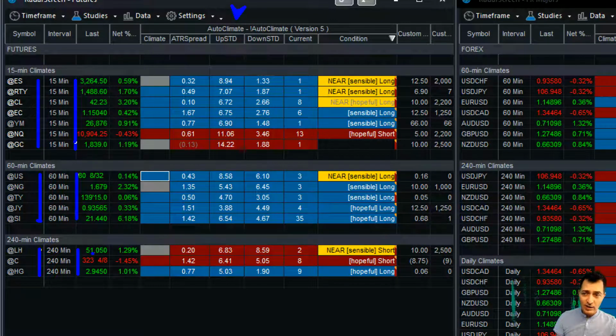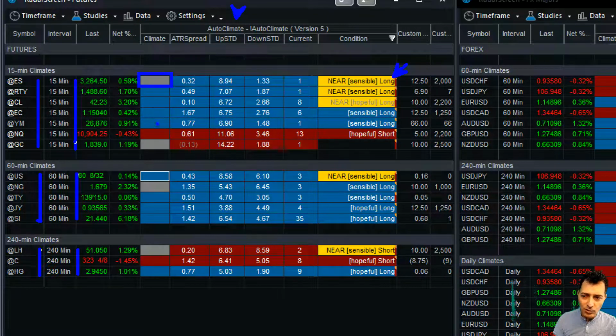First, look at the climate, and the climate basically gives you a go-ahead or a no-go, right? And that's what the climate is gonna tell you. So, for example, in this case, we have the ES, we have a golden alert near sensible long. All of these sounds very appealing and interesting, isn't it? But under climate, we have a gray box telling you the climate is not defined yet.